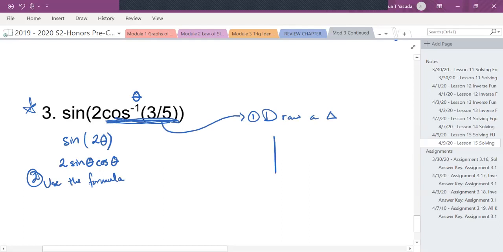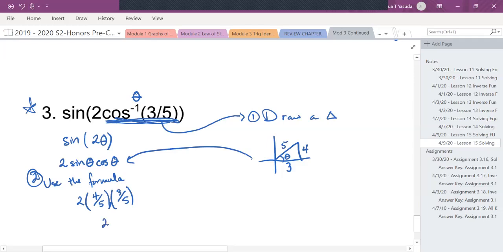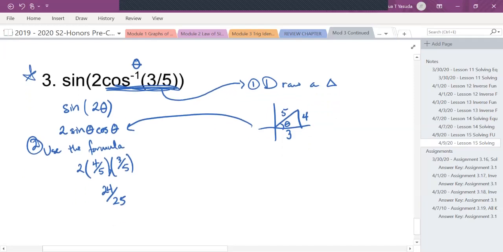So quadrant 1, just like the last one, the adjacent is 3, the hypotenuse is 5. That means the opposite is 4. And so now there's your picture that you can use to reference as you fill in the formula. So 2, the sine of theta would be 4 over 5, and the cosine of theta would be 3 over 5. And so that would be 12 over 25, so that's 24 over 25. Okay. And that's that. Looks kind of weird, but it really isn't too bad.